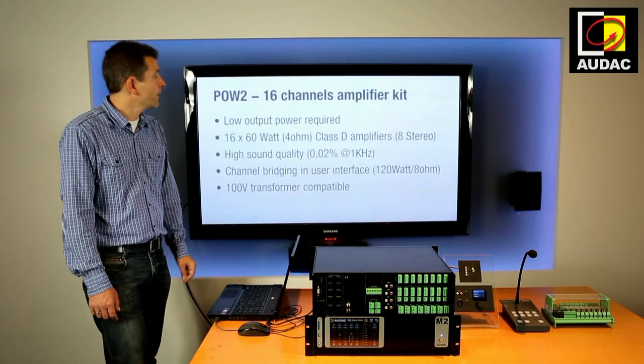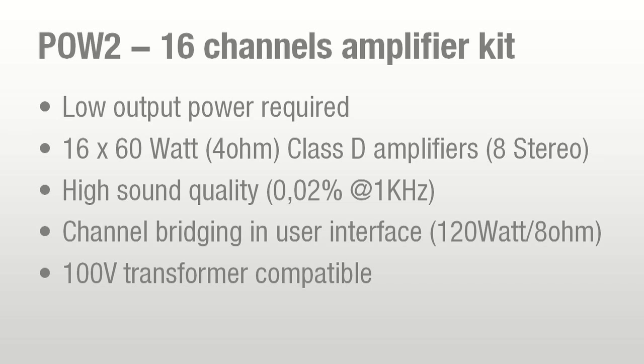The PO2 amplifier kit. If you need low power, 60 watts is available. It's a class D amplifier, high sound quality, very low distortion. Channel bridging is done in user interface up to 120 watts at 8 ohm, and it's 100 volt transformer compatible. So if you bridge it, you can put a 120 watt transformer behind each output.